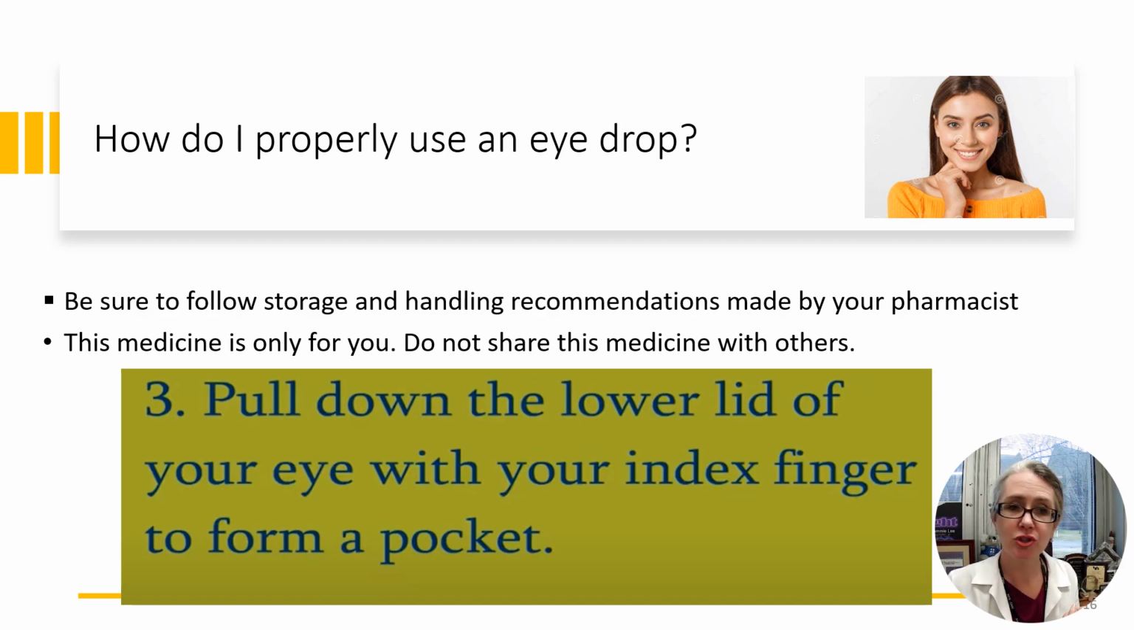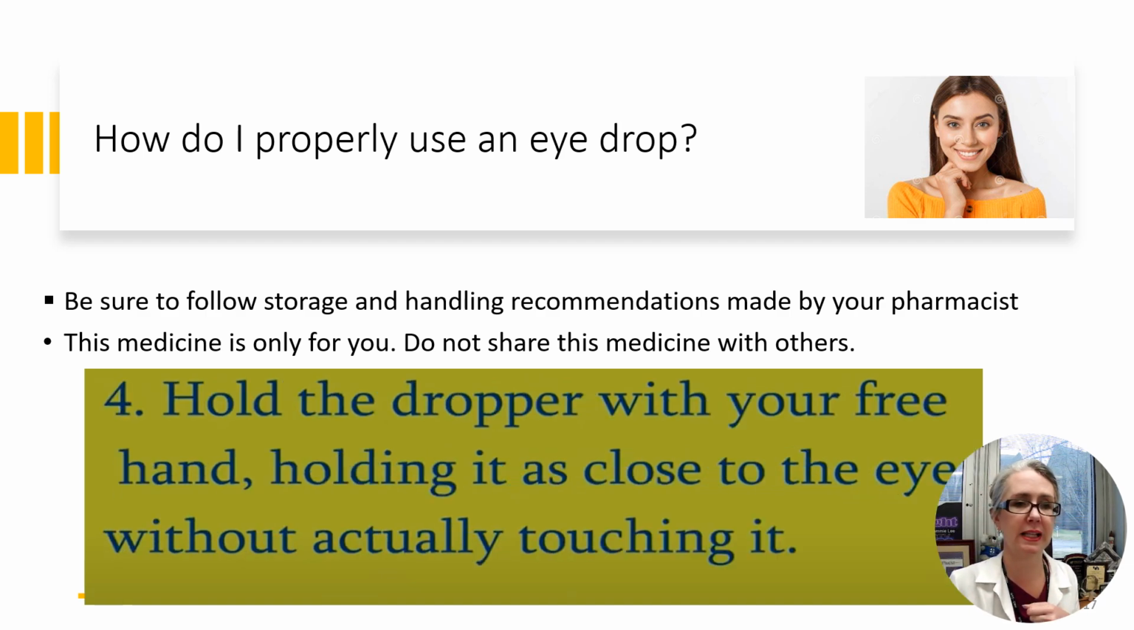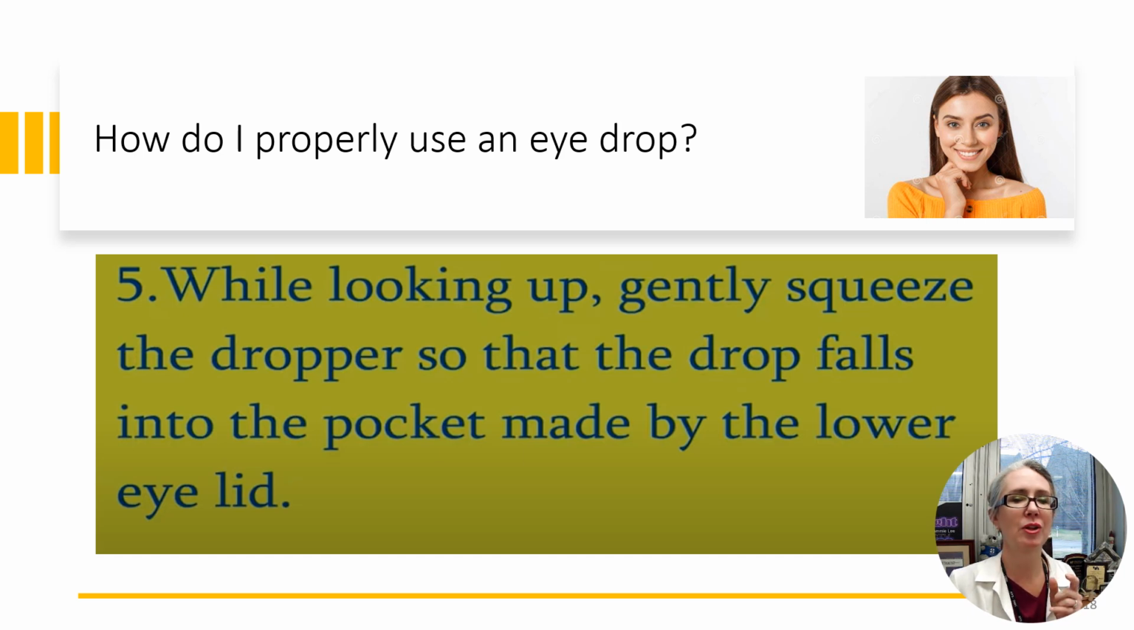When you're in that position, you'll pull down the lower lid of your eye with your index finger and form a pocket, and the video I will show you exactly how to do that. And then you'll hold the dropper with your free hand, holding it as close to the eye as possible without touching it. And then while looking up, and this is a little trick I would say, maybe look to the side, away from the dropper, gently squeeze that dropper so the drop falls into the eye pocket made by the lower eyelid.